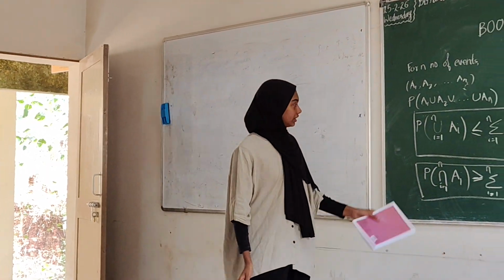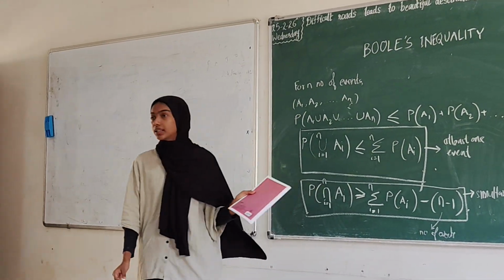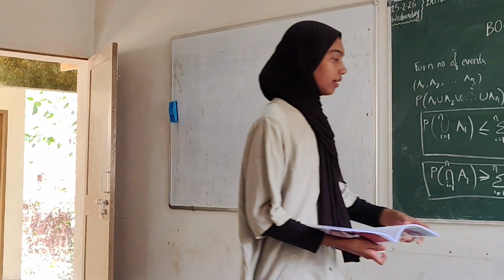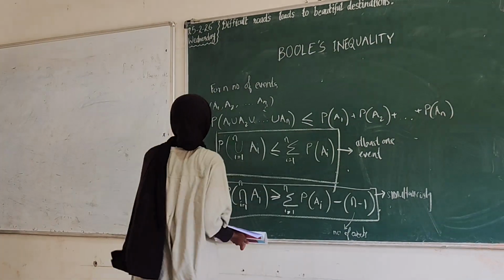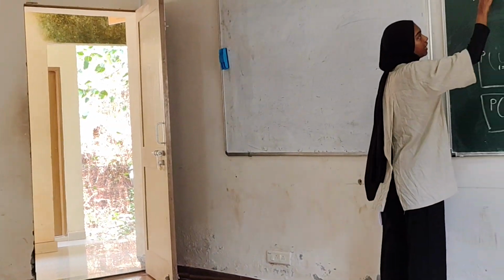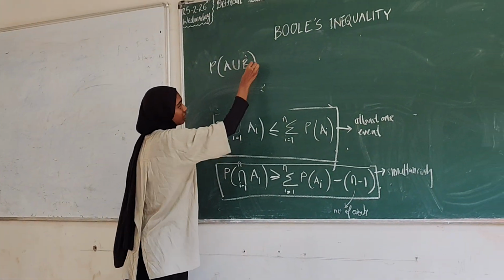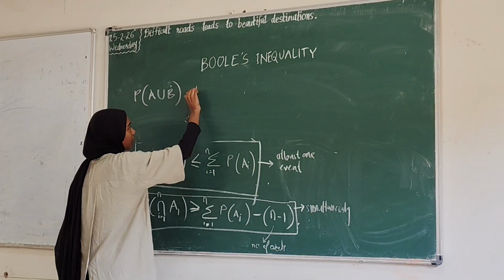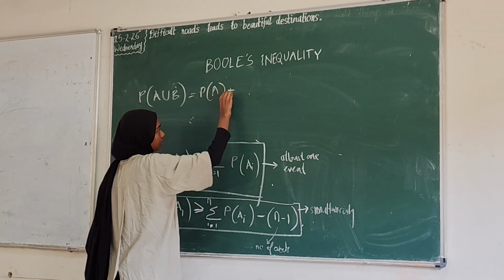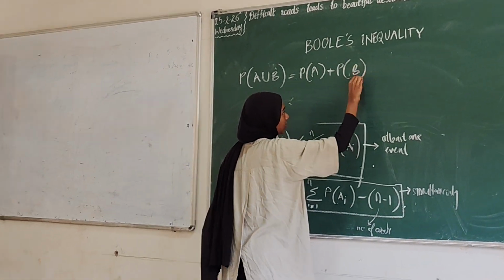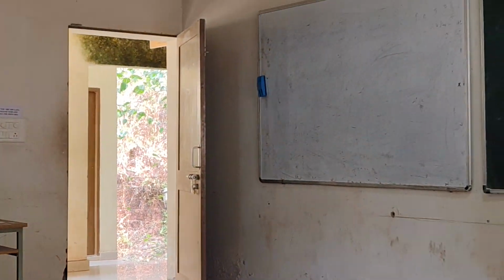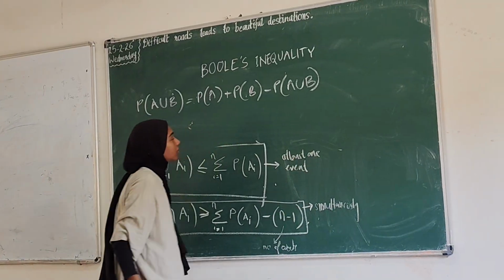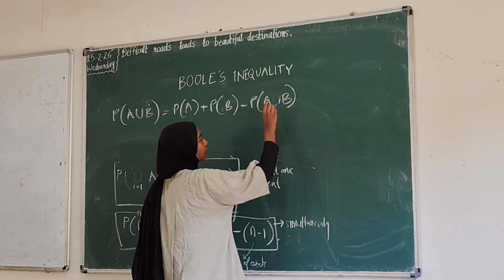The first inequality is actually derived from the addition theorem, which you will have studied. What was the addition theorem for probability? P of A union B is equal to P of A plus P of B minus P of A intersection B.